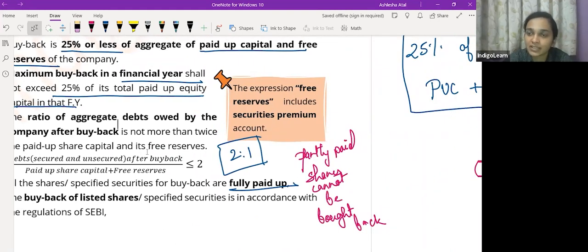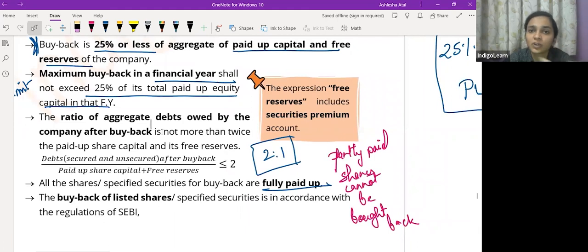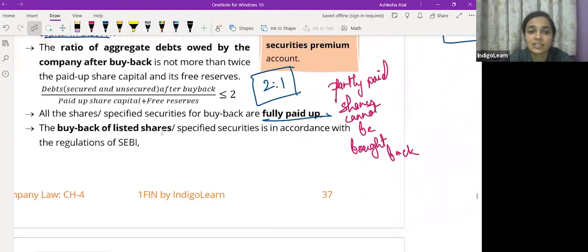Only fully paid up shares can be bought back. So that is a logical thing. Partly paid shares buyback कैसे करोगे? Fully paid shares को ही buyback करना पड़ेगा. And also, अगर listed securities है, तो we have come across this everywhere. If listed shares है, तो SEBI के regulations तो apply हो गई. If something is listed, तो we have to apply SEBI regulations, come what may.